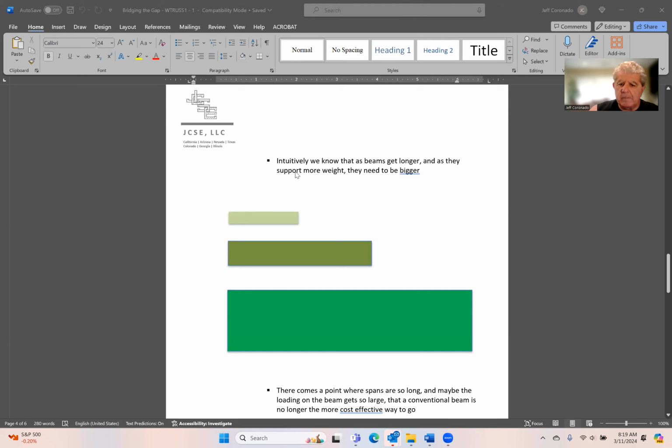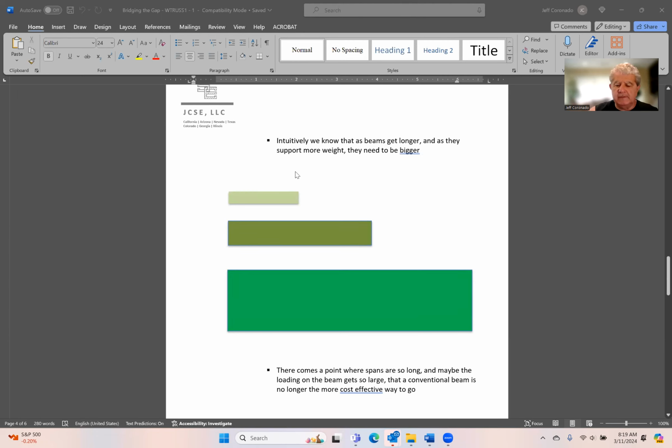Okay, let's first back up and focus again on a beam. Let's think of a beam, and intuitively, we know that as a beam gets longer and as beams support more weight, they need to get bigger. Okay. I think we can intuitively accept that.